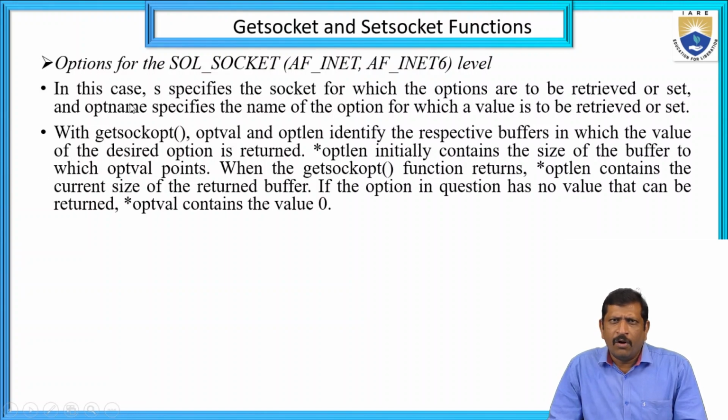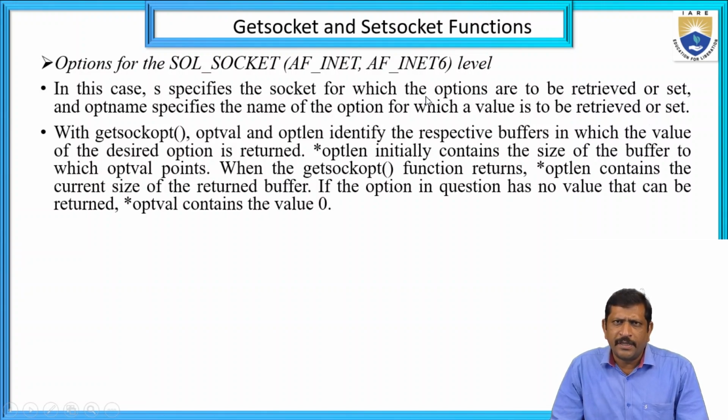Here, the socket option name specifies the name of the option for which the value is to be retrieved or set. That means the value is retrieved from the memory, the buffer, or the time limit is set, and within this time limit we have to retrieve like this.